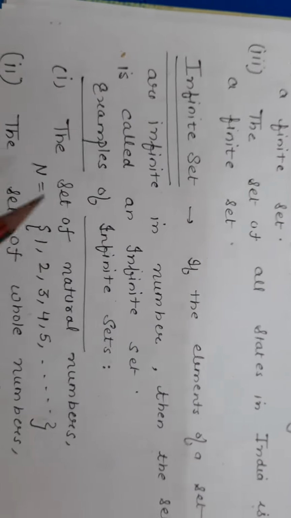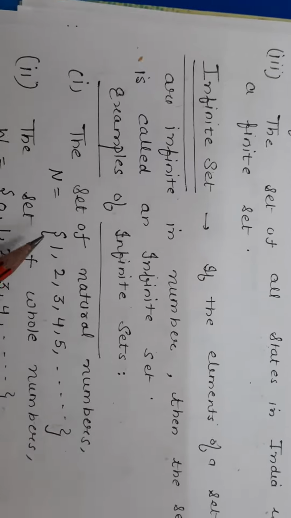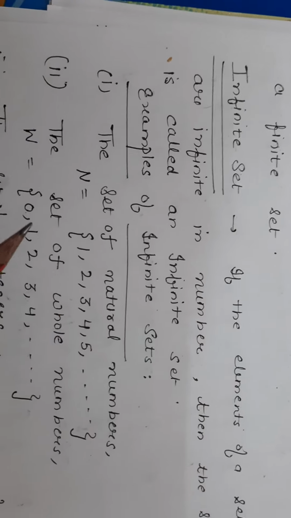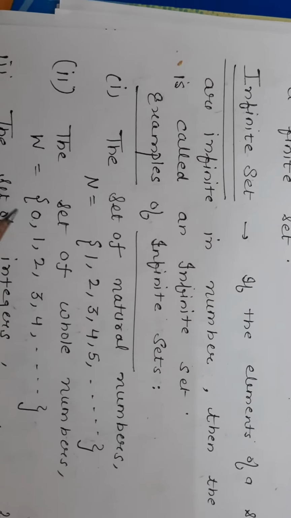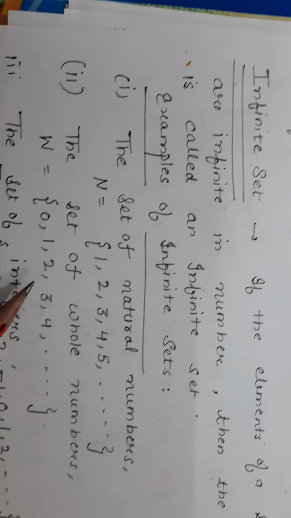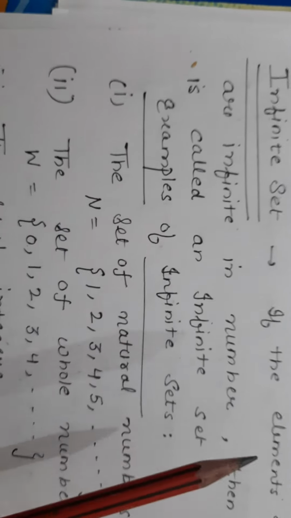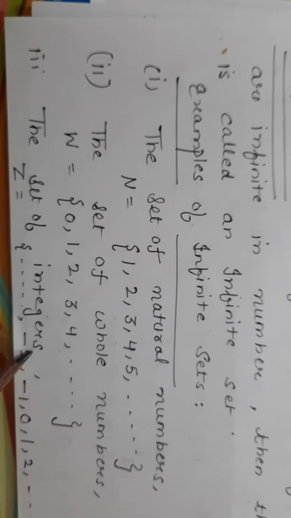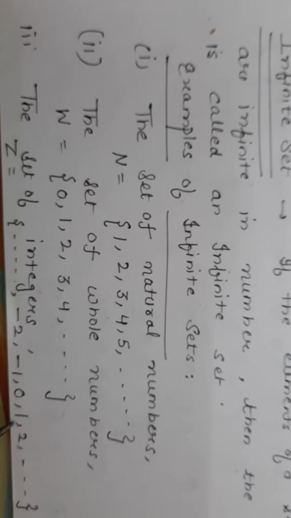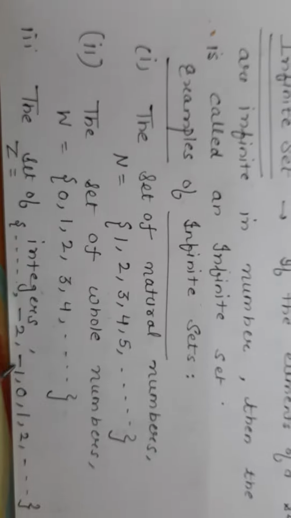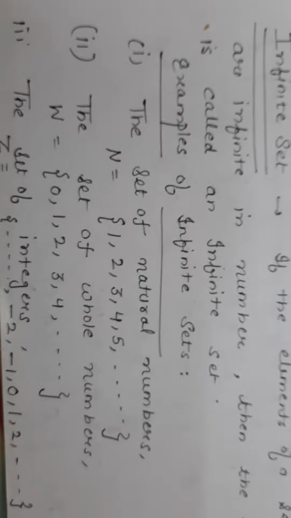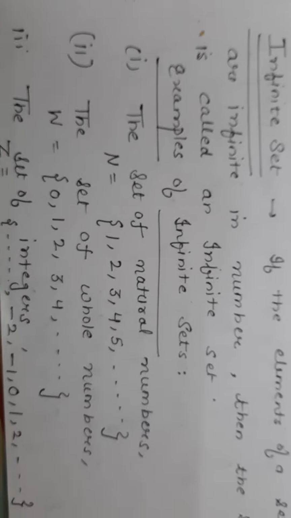Some examples are the set of natural numbers. We know that natural numbers are infinite, so this is an example of an infinite set. Next is the set of whole numbers. Whole numbers start from 0, 1, 2, 3, 4. Like the natural numbers, they are also infinite in number, so this is also an infinite set. Set of integers. Integers include the whole numbers and the negatives of the natural numbers. So we have 0, 1, 2, and so on, and here -1, -2, these are negative integers, right? So the integers are infinite in number, so this is also an example of an infinite set.